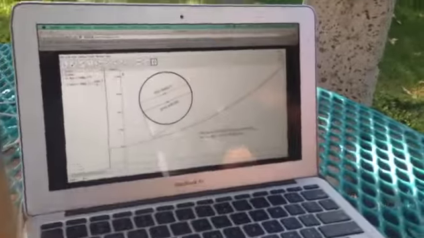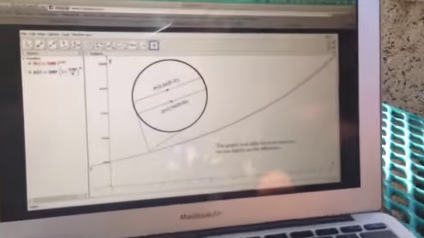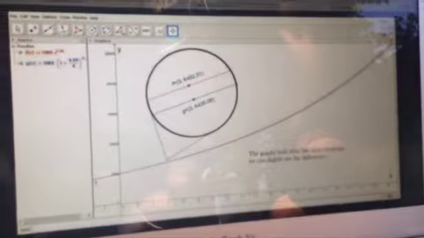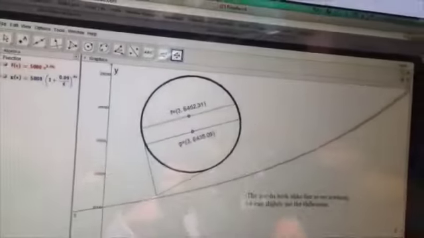The graphs of your investment. Yes. As you can observe, the graphs show that they are almost the same, but if you zoom in, there's a slight difference. The blue line represents the interest compound quarterly, and the red line represents the interest compounded continuously. Well, thank you, sir.